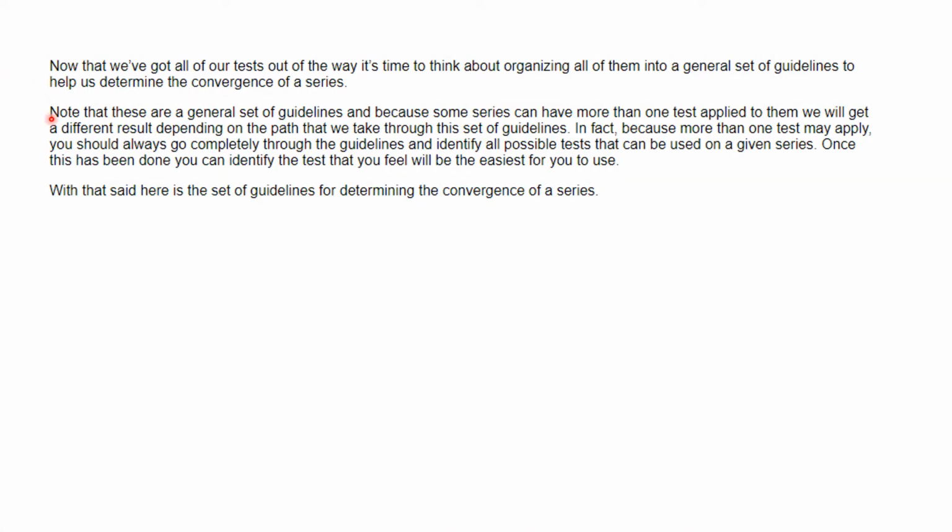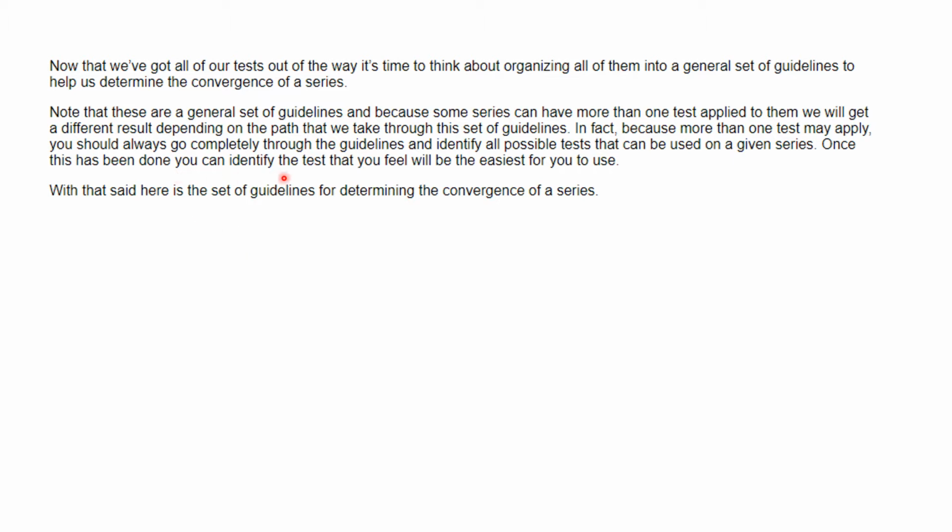By way of introduction, now that we've covered a whole bunch of the tests, it's time to think about organizing them into a general set of guidelines to help us determine the convergence of a series. Note that what will follow are a general set of guidelines, and because some of these series can have more than one test applied to them, we'll get a different result depending on the path that we take through the set of guidelines. In fact, because more than one test may apply, you should always go through the list quickly and identify all the possible tests that can be used.